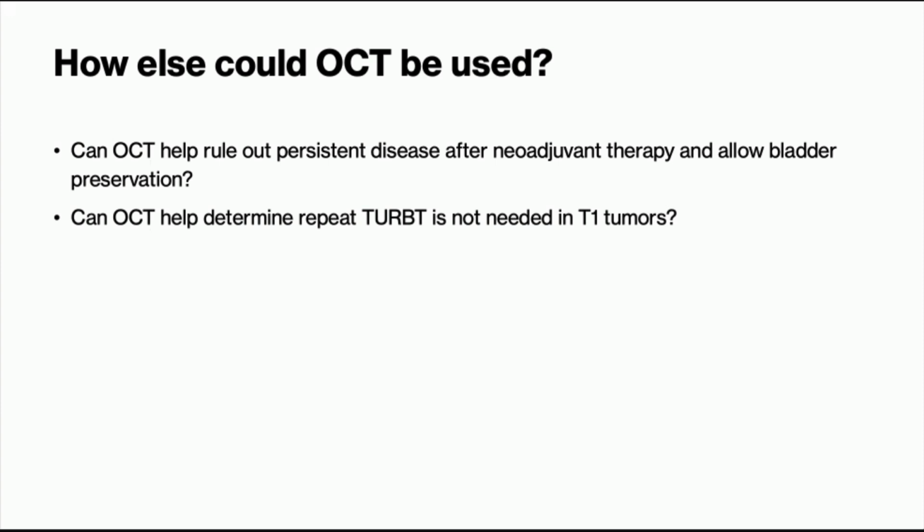Could you potentially reliably say that a repeat TURBT is not needed when you resect a T1 tumor? Perhaps OCT could help you determine that you've done an adequate resection, that there is nothing invading into muscle, that your muscularis propria is not disrupted. Those are all potential areas that OCT could be used. And I haven't found too much in the way of study or research in these areas, but I'm sure over the next few years, it's going to be an area which is going to be explored much further.